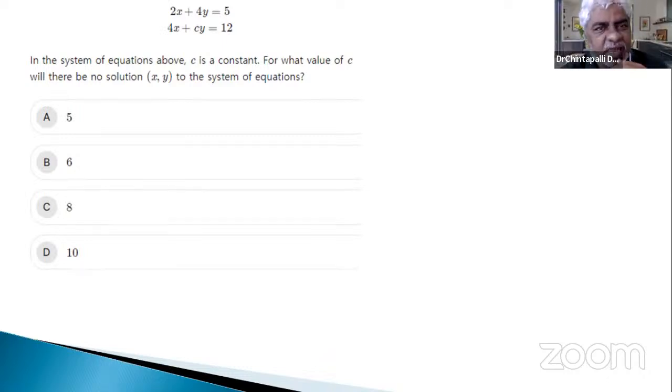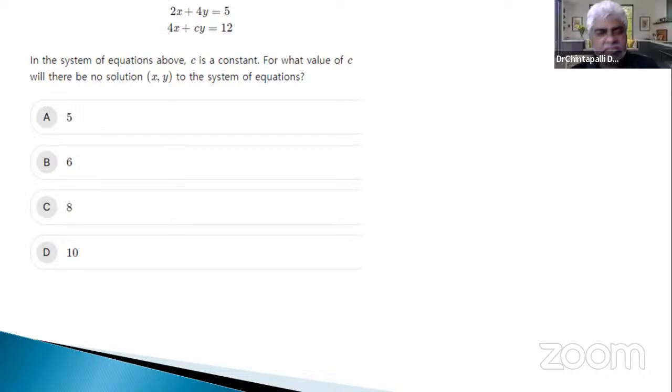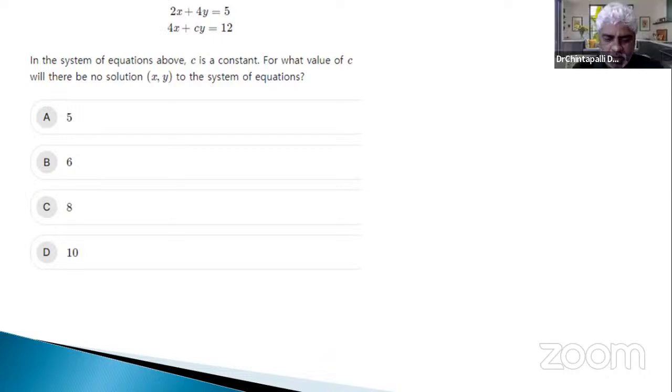In the system of equations, C is a constant. For what value of C will there be no solution? In algebra, having no solutions means the equation is not equal to, that means no pair of values are there to satisfy that couple of equations. And in geometry, having no solutions means those two lines represent two parallel lines.